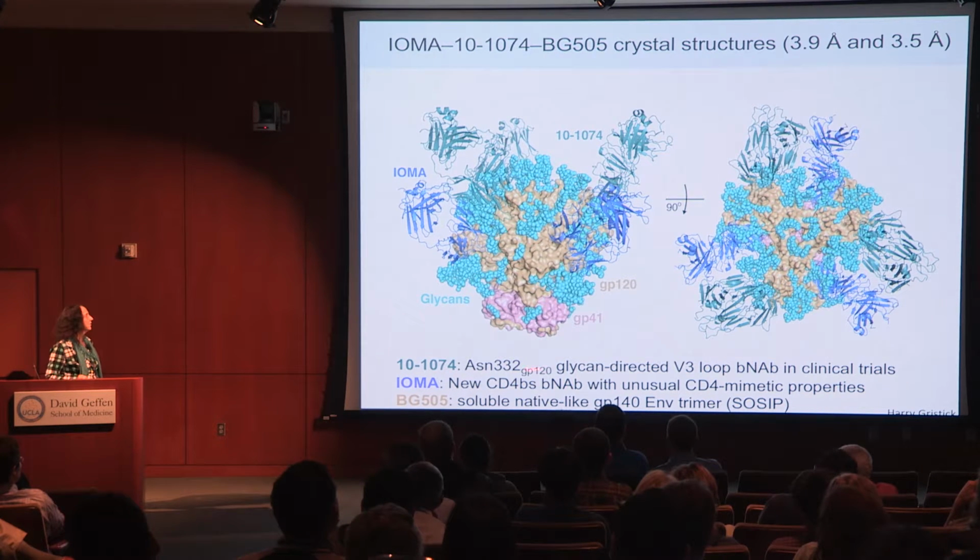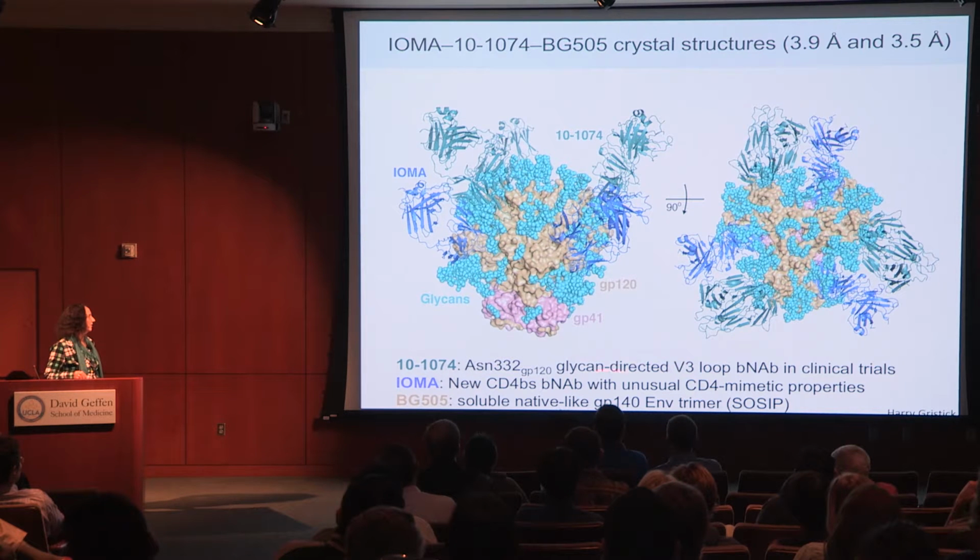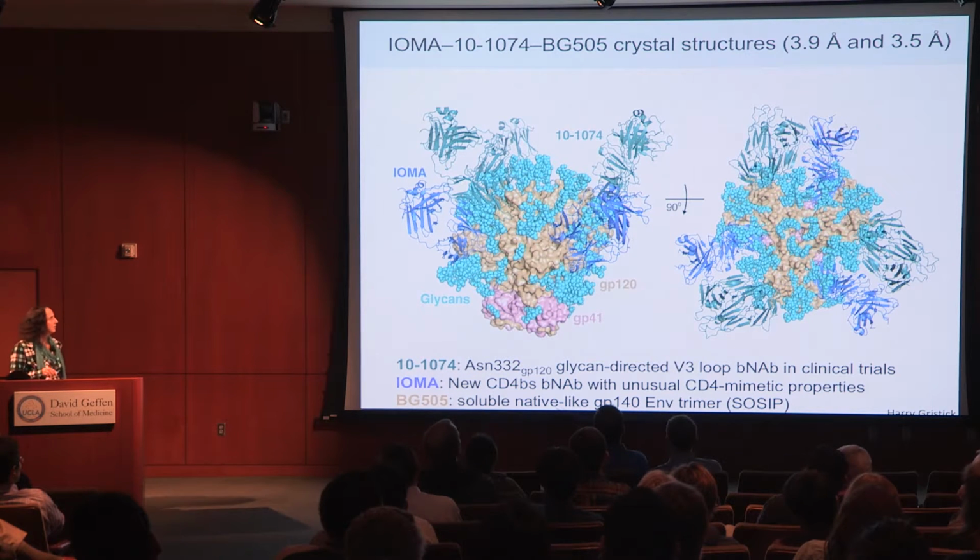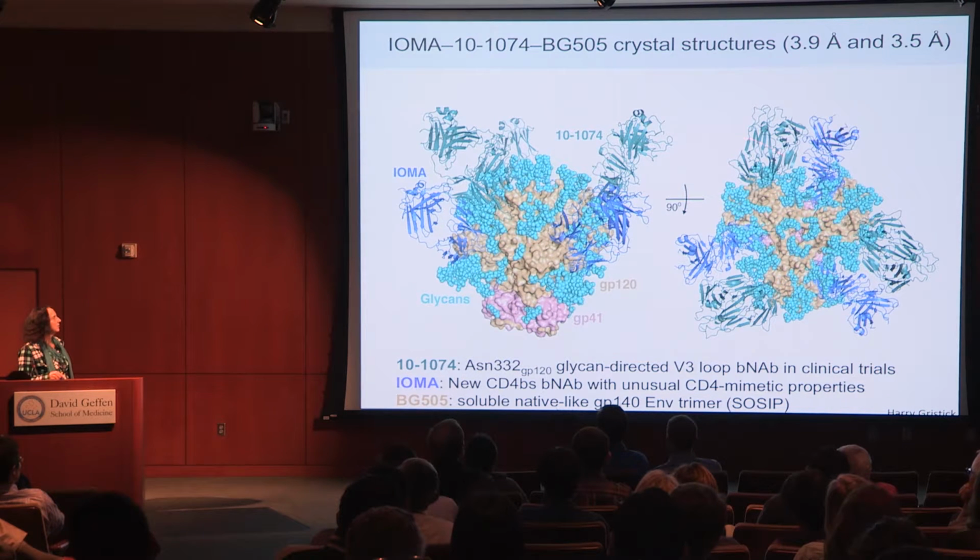So 10-1074 is in clinical trials right now in humans, in trials that Michel is directing. And then a new antibody called IOMA that binds to the CD4 binding site. And I'm going to talk about both of these. This was isolated by Lotta von Boehmer in Michel's lab. Okay, and then I'm going to be showing you the trimer with the 3-fold axis vertical, and then we rotate it to look down the 3-fold axis. So I'll usually show those 2 views.